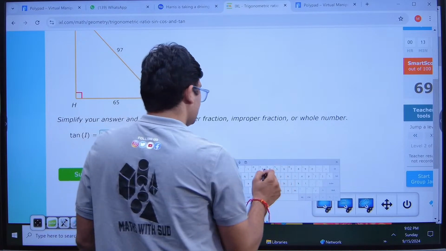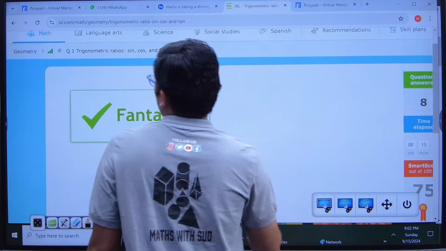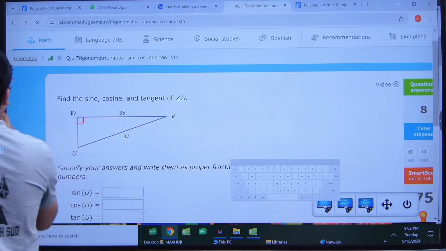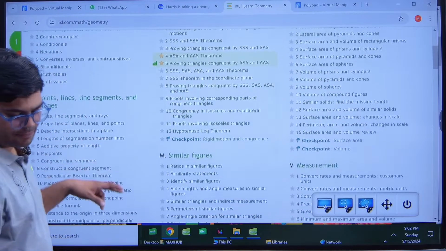So the rest of the questions you can practice. This is in geometry Q1. Geometry Q1. Please write it down so that you can practice after the class.